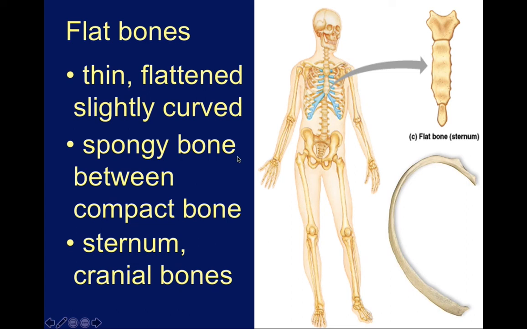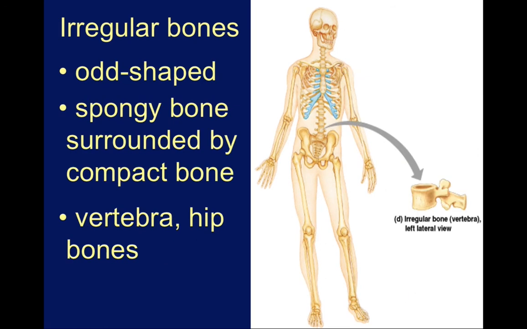Just as we saw with short bones and with long bones, flat bones will have a compact bone shell with spongy bone in the center. Our last bone classification refers to our irregular bones. These are all of the bones that don't fit into any of our other groups. Two examples of irregular bones are the vertebrae and the coxal bones, which are also known as the hip bones.